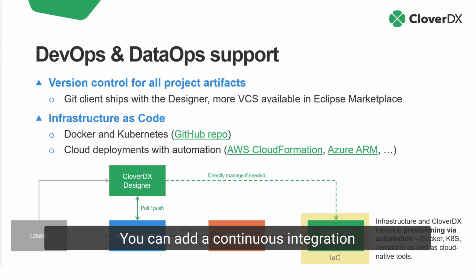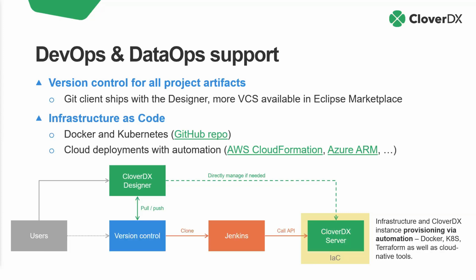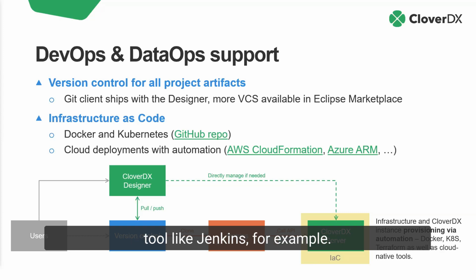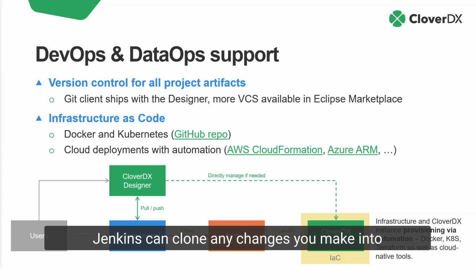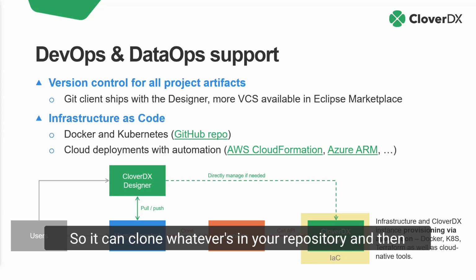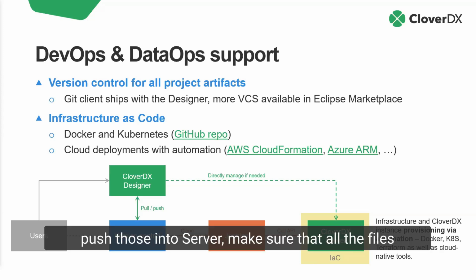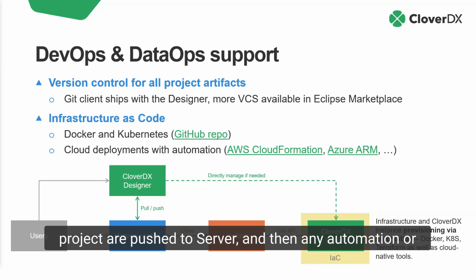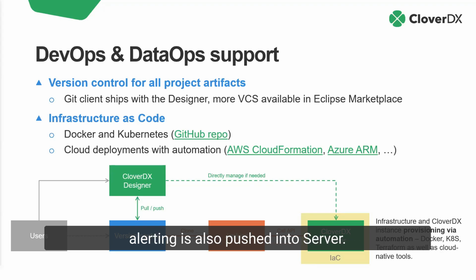You can add a continuous integration tool like Jenkins, for example. Jenkins can clone any changes you make into your version control system and then deploy that via API calls to the server. So it can clone whatever's in your repository and then push those into server, make sure that all the files and all the artifacts that you need for your data project are pushed to server, and then any automation or alerting is also pushed into server.